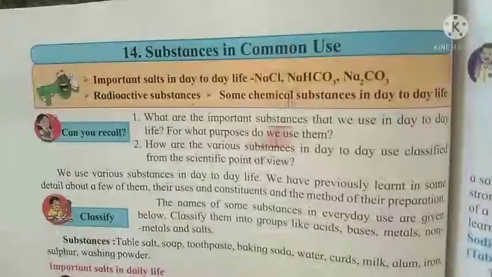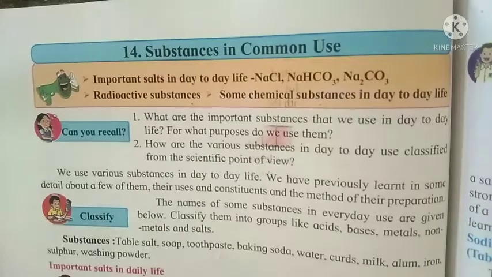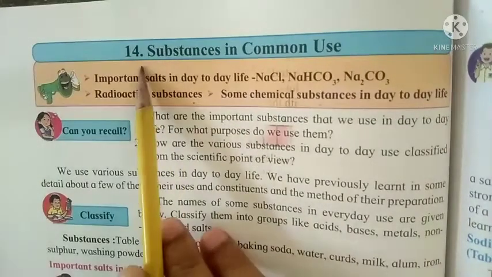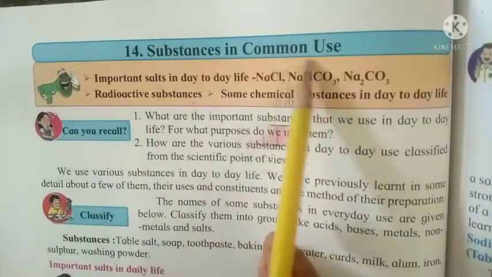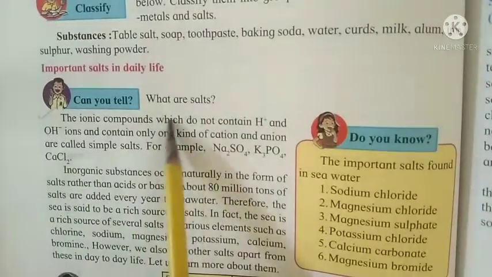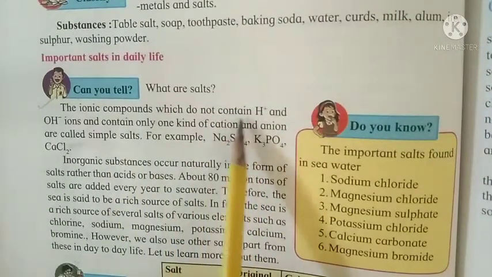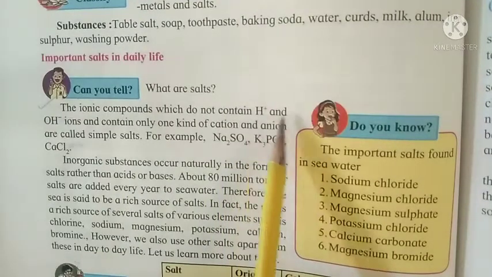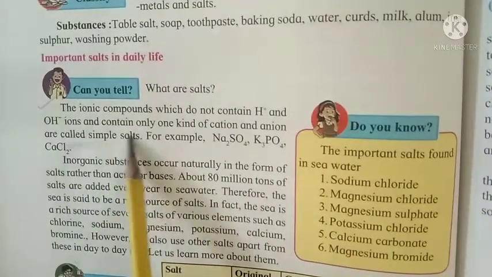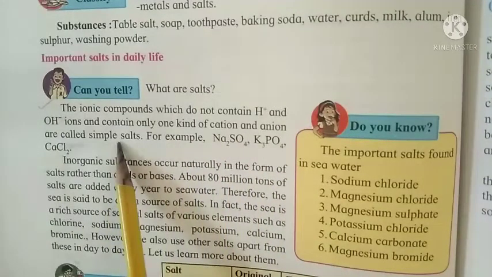Students, today we are going to discuss activity number 10 from part 1. The reference for that is chapter number 14, Substances in Common Use. See here, important salts in daily life. So what are salts? The ionic compounds which do not contain H+ and OH- ions and contain only one kind of cations and anions are called simple salts.